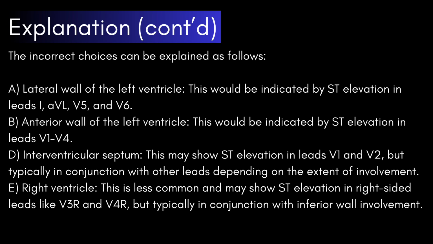D. Interventricular septum. This may show ST elevation in leads V1 and V2, but typically in conjunction with other leads depending on the extent of involvement. E. Right ventricle. This is less common and may show ST elevation in right-sided leads like V3R and V4R, but typically in conjunction with inferior wall involvement. All right, now that we have covered this question, let's move on to look at the next question.